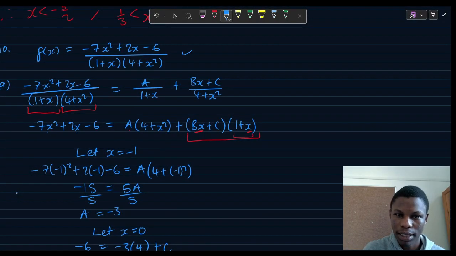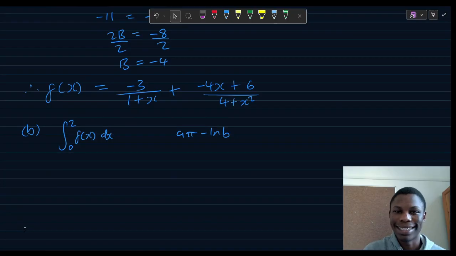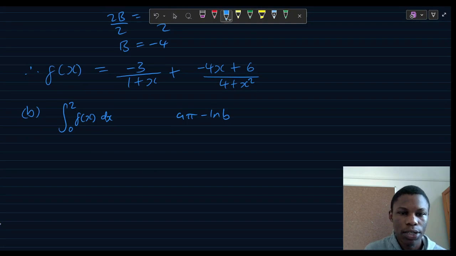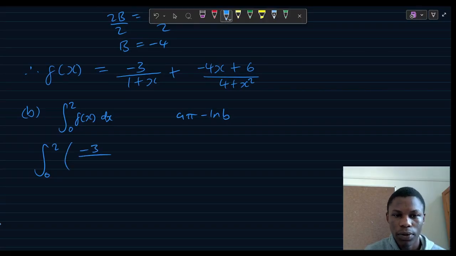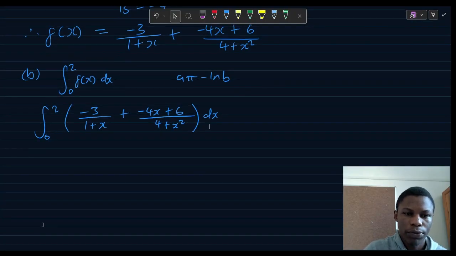Okay, so instead of integrating the original f of x function that we were given at the beginning of this question, Cambridge led us on by telling us to first decompose into partial fractions, because it's easier for us to integrate the partial fractions instead of the actual original function. So that's what we are going to do. So we want to integrate from 0 to 2 our function -3 over 1 plus x plus -4x plus 6 over 4 plus x squared, and this is all with respect to x. Okay, maybe for now just ignore the limits so that we get the integral first, and then we'll bring back the limits.